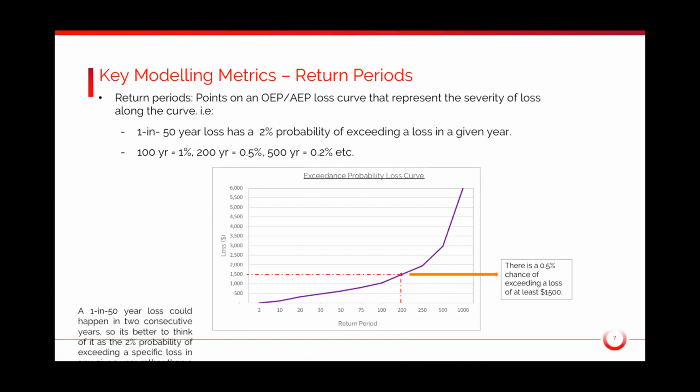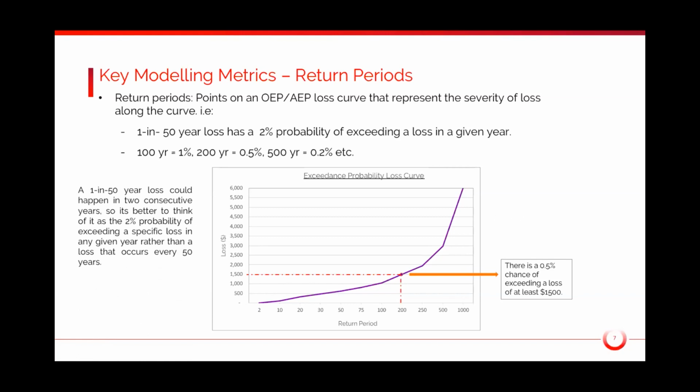So for return periods, it's actually better to think of it as a probability. Just on the side here, I've written that a 1 in 50 year loss could actually occur in 2 consecutive years. So it's better to think of it as a 2% probability of exceeding a loss rather than thinking of it as a loss that occurs every 50 years. I know that might seem quite obvious, but a lot of people see this and say, oh, it happens every 50 years. But mathematically, it can happen multiple times.